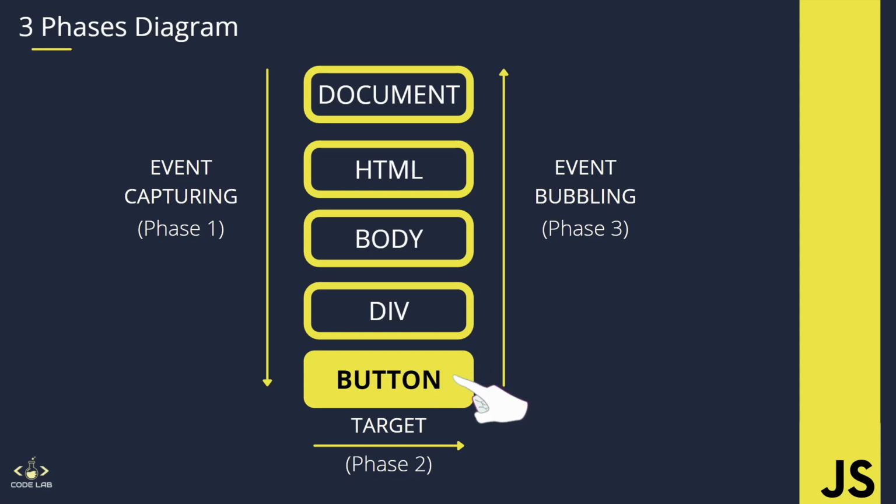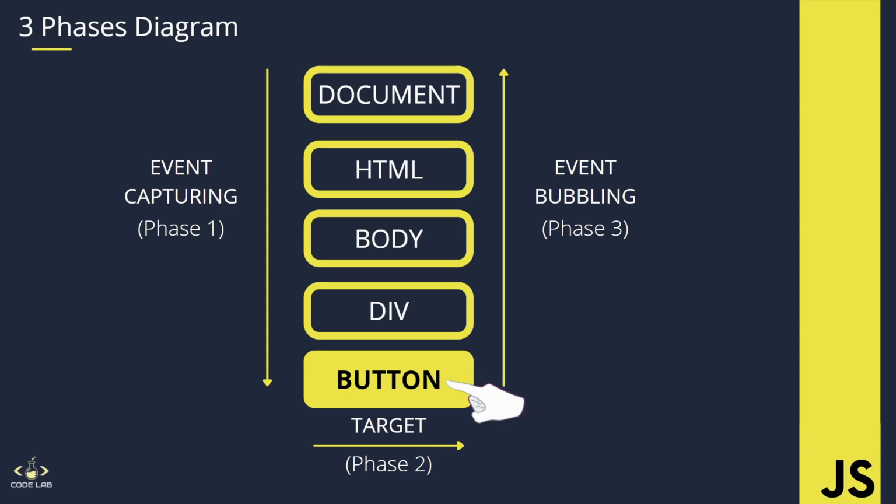So once this target phase is triggered, the next phase is what we'd call the bubbling phase, which is essentially just the opposite of the capture phase. This travels back up the DOM and notifies every element, so the div, the body, the HTML, the document, all the way up to the highest level parent of the target. Again, this is all happening behind the scenes and is almost instantaneous.